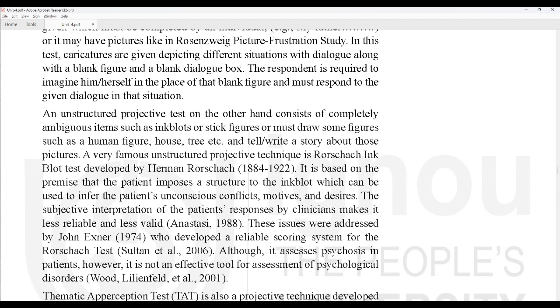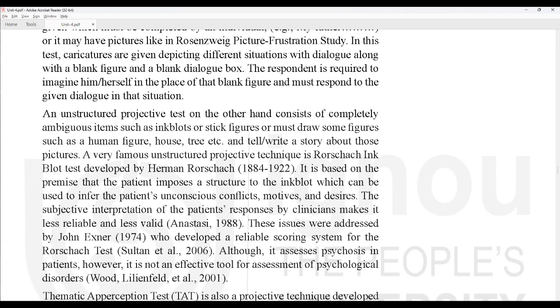Sultanate et al., 2006. Although it assesses psychosis in patients, it is not an effective tool for assessment of psychological disorders (Wood, Lilienfeld, et al., 2001).